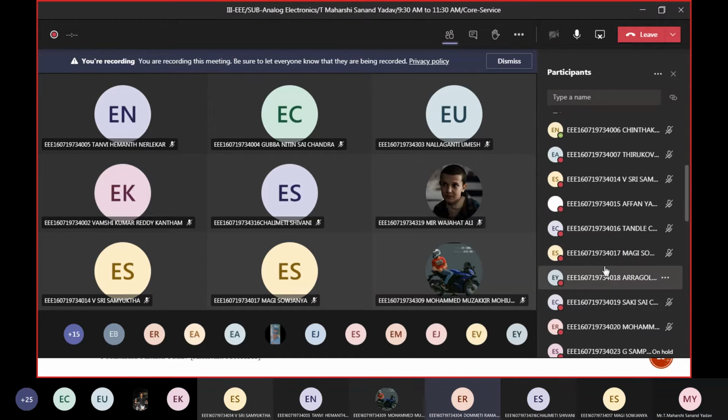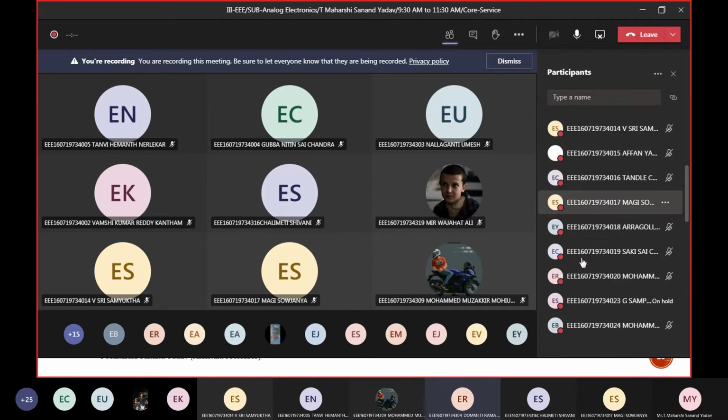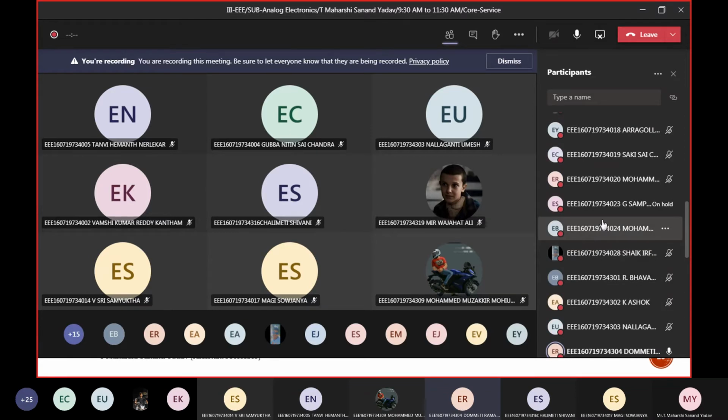Next, these are the two parts of the basic amplifier structure, and one is the transconductance amplifier. There are 4 types of basic amplifiers. First one is voltage gain, current gain. Next, transconductance and transresistance. Yes, right. Correct. Next.